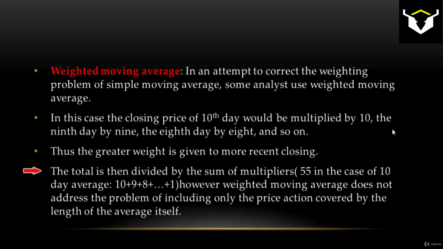However, weighted moving average does not address the problem of including only the price action covered by the length of the average itself. So weighted moving average only takes into consideration the number of look back periods that we have given it to consider. It does not take into consideration price actions that have taken place beyond the look back period.